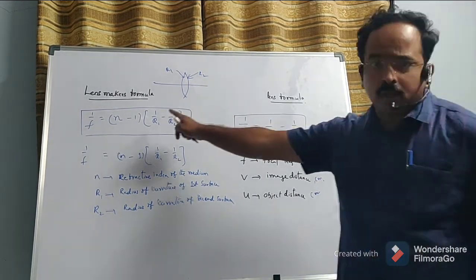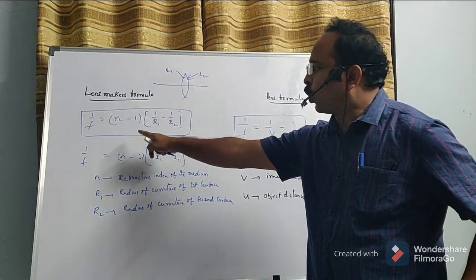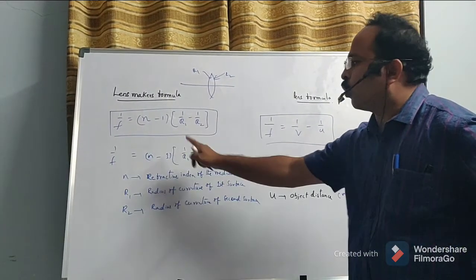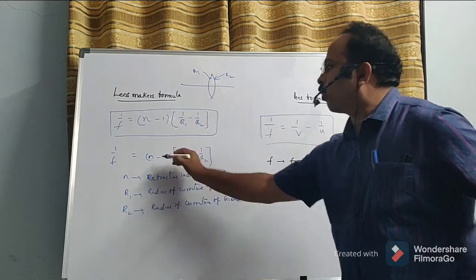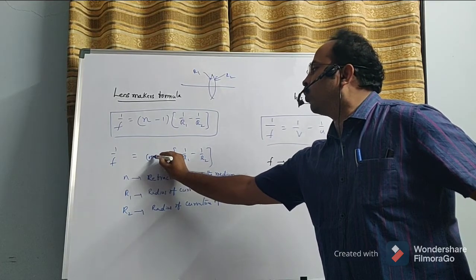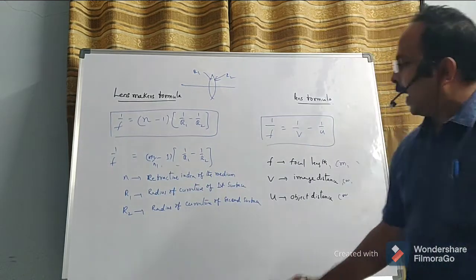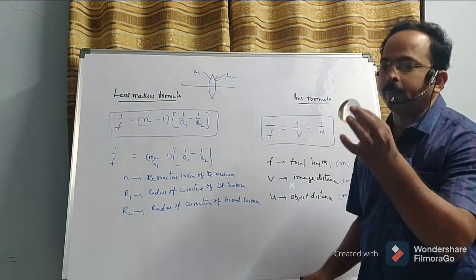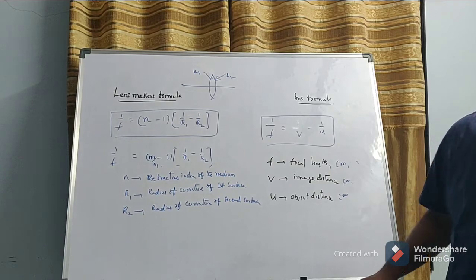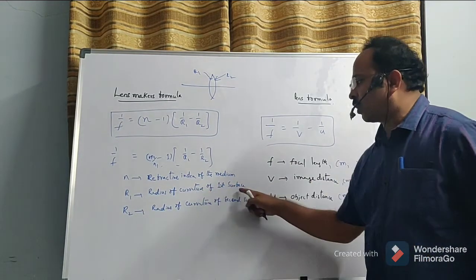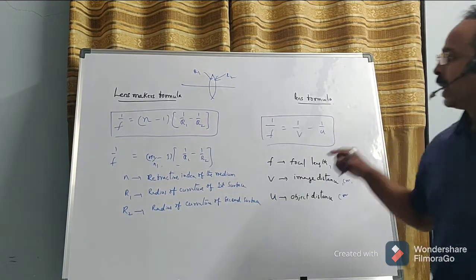So this is the Lens Maker's formula. Remember very carefully: 1/f = (n - 1)(1/r1 - 1/r2). Or we can also write n2/n1; for air it is 1, so it becomes n only. Here n means the refractive index of this medium, maybe glass or water, wherever the lens is kept. R1 is the radius of curvature of the first surface, and R2 is the radius of curvature of the second surface.